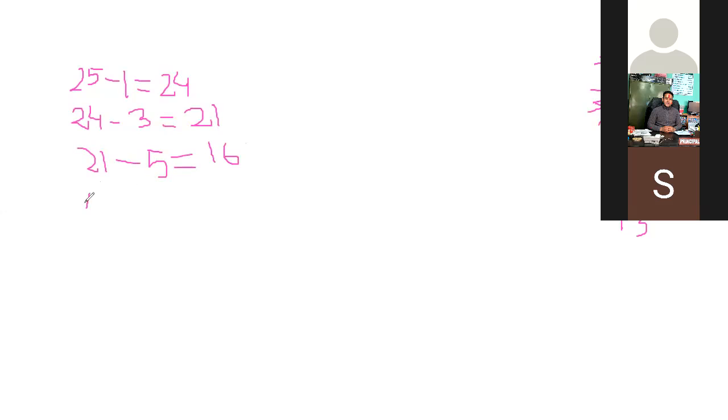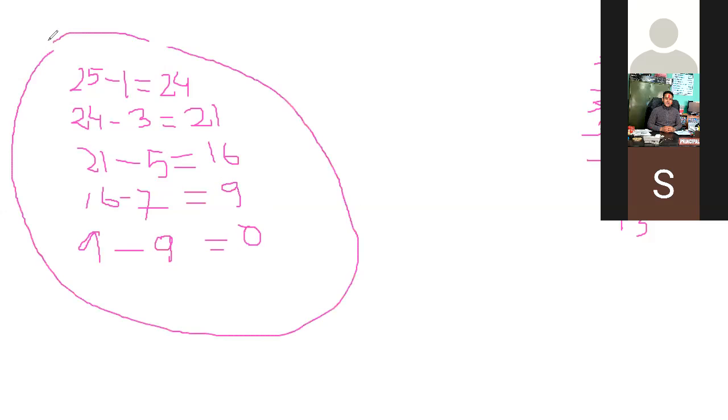Okay, that's great. Now again 16. Subtract the next odd number. What is the next? 7. So now what you will get? 9. Good. Now again subtract from this 9 the next one. What is next one? 9. So how much you will get now? 0. Good. Now by using subtraction process, we need to continuously subtract the odd numbers until we get 0. Now when we get the 0, our work is completed.